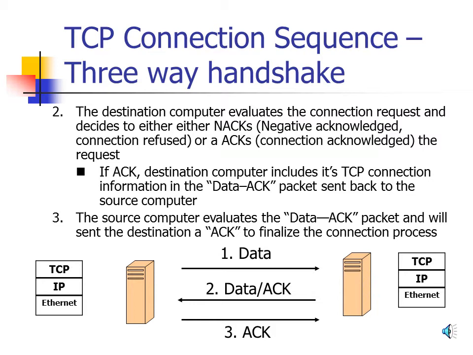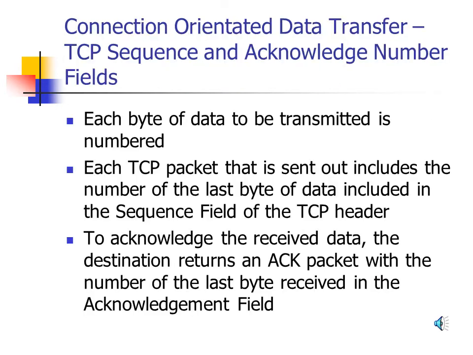Now, once the source originating computer evaluates this data ACK packet, it will see that, yes, my connection has been requested, and then it will send back to the destination computer a final ACK saying, okay, we have a deal, we have a connection, let's start transferring data. Of course, in order for the source computer to send that step 3, that final ACK, it will have its TCP program give that TCP ACK packet to IP to Ethernet for delivery to the destination computer.